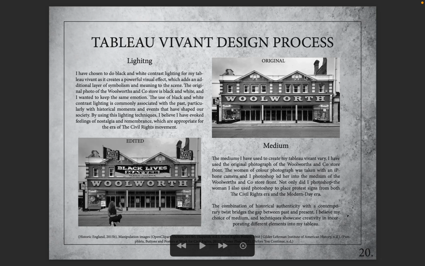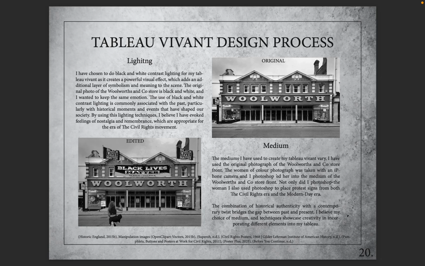My Tableau Vivant design process continues, and now I'm going into lighting. I have chosen to do black and white contrast lighting for my Tableau Vivant as it creates a powerful visual effect which adds an additional layer of symbolism and meaning to the scene.